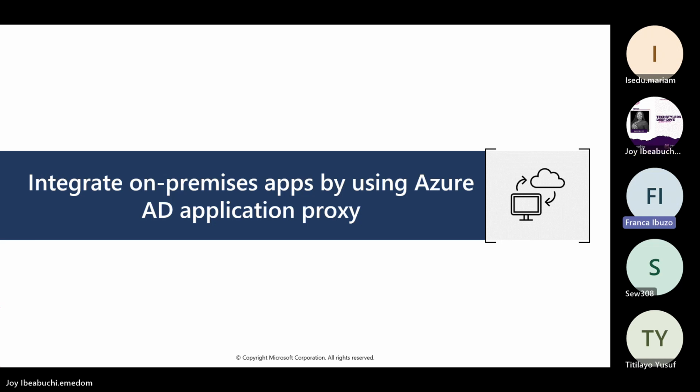Let me just say what I got from what you said: for people that have on-prem applications and want to use them, they use the Azure AD application proxy. If you have these applications in your office and you're at home working, you could use the Azure AD application proxy. So that's in a nutshell what I got.